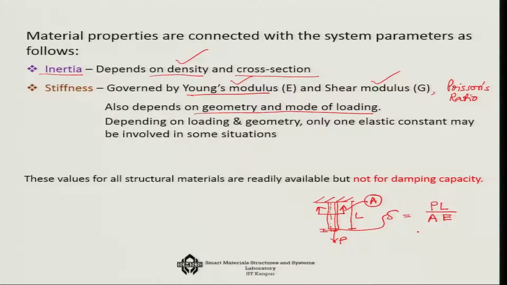So, we can see from here that if we define the stiffness, K is P over delta, and that is actually A E over L. That means the stiffness not only depends on the modulus of elasticity, but also on geometric properties like length and area of cross section, and also the loading, because corresponding to this axial loading it is P L over A E, and if I consider some other loading, let us say a bending loading, etc.